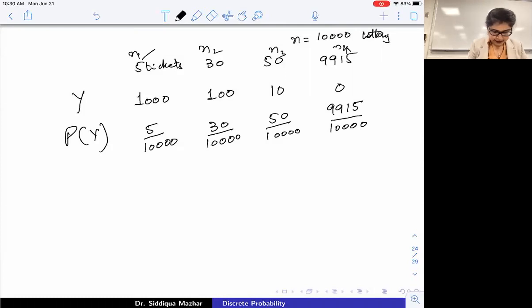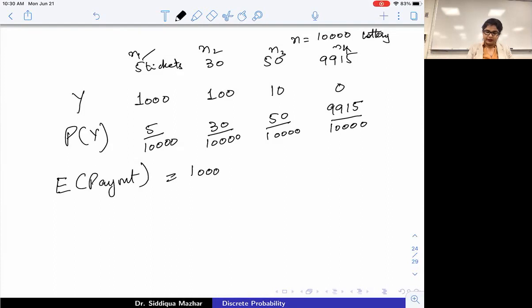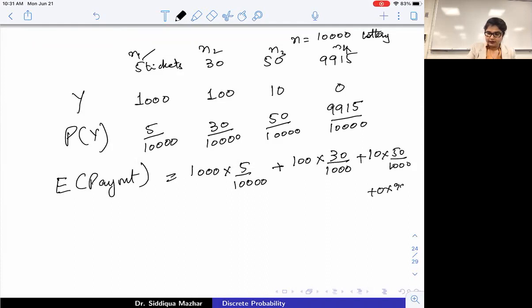So now you have to calculate the expected payout for the lottery. How are you going to check? Again, you have all the payouts in the form of prizes, and their probabilities, and you just multiply all of these prizes with their probabilities. So 1,000 times 5 out of 10,000 plus 100 times 30 out of 10,000 plus 10 times 50 out of 10,000 plus 0 times whatever the value, it will be 0.